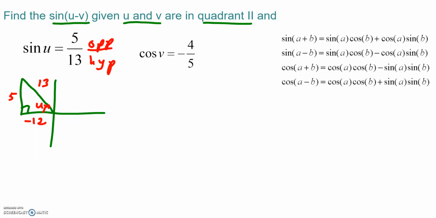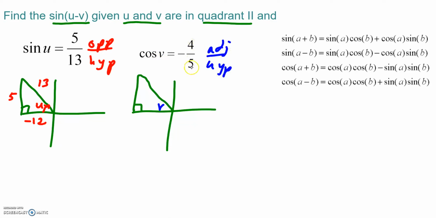What we would do for this one is draw a separate triangle because we're dealing with a different reference angle this time. So we're still dealing in quadrant 2, so I would draw another little right triangle. This time I would call my reference angle v. I'm given that the cosine, or adjacent over hypotenuse, is negative 4/5.